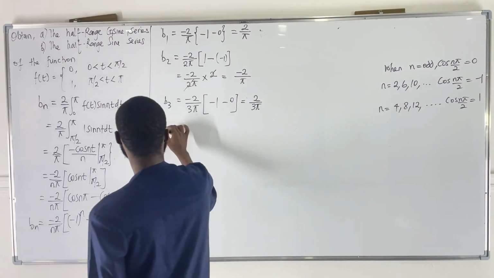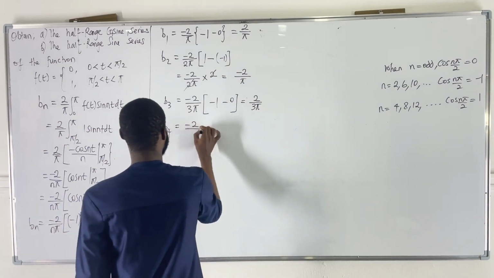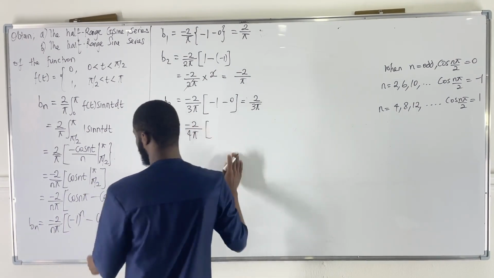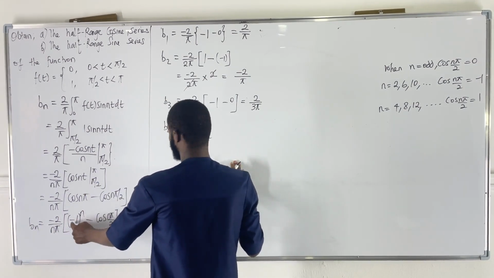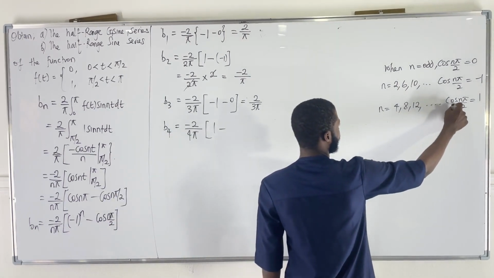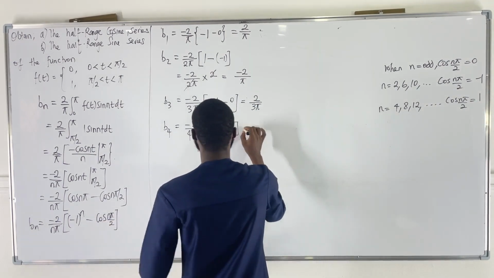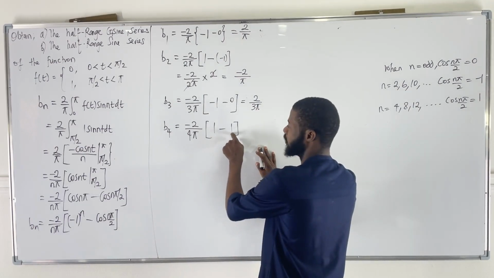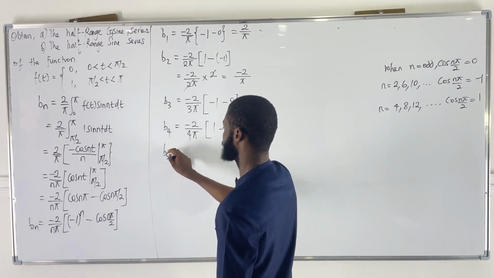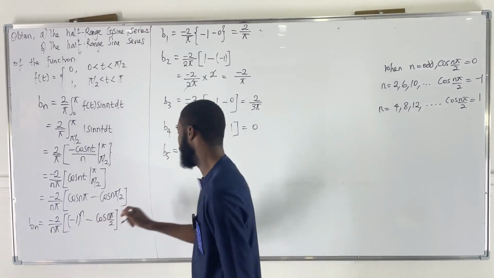Next is B4. So for B4, we have minus 2 over 4 pi, because n is 4. And then minus 1 raised to the power of 4 is 1. Minus, now when n is 4, that's 1. So this will be 1. And then 1 minus 1 is 0. So 0 times this is 0. Let's go to B5. So for B5, we're going to have minus 2 over 5 pi.